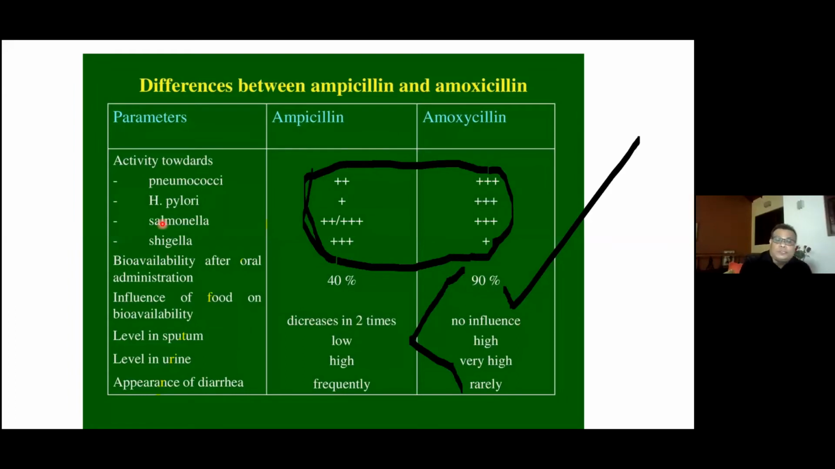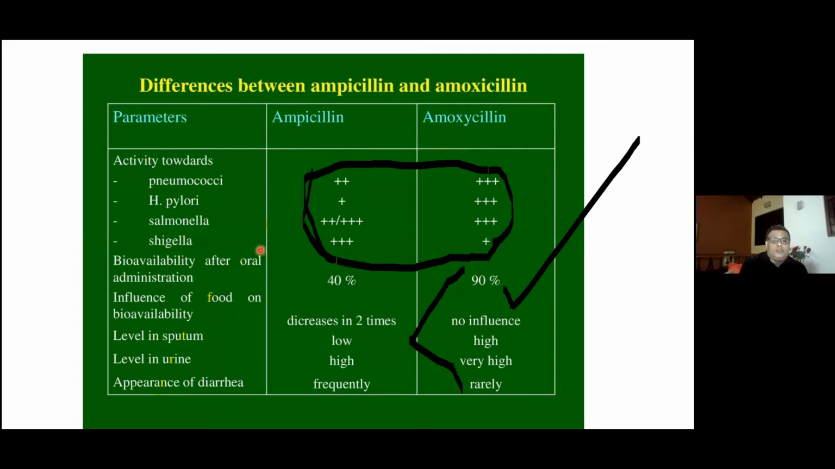So for broad spectrum penicillins, these are the 2 penicillins which are used widely in our practice, ampicillin and amoxicillin. You can see the differences. Spectrum-wise, they don't differ much. They both have an almost similar spectrum here. But amoxicillin has better bioavailability once it is given. 90% is available in the blood.